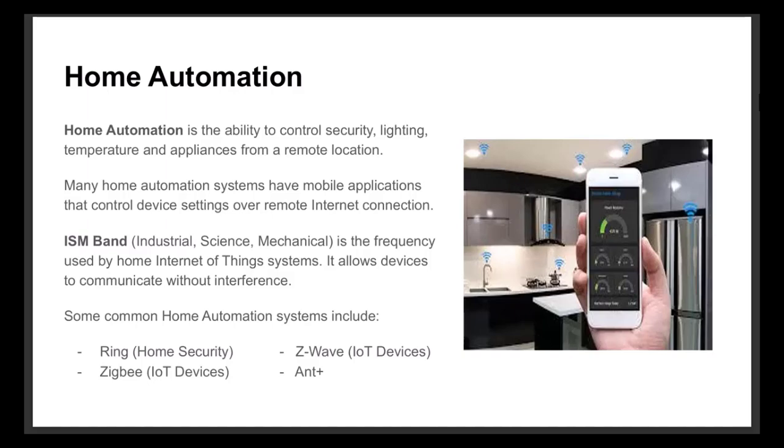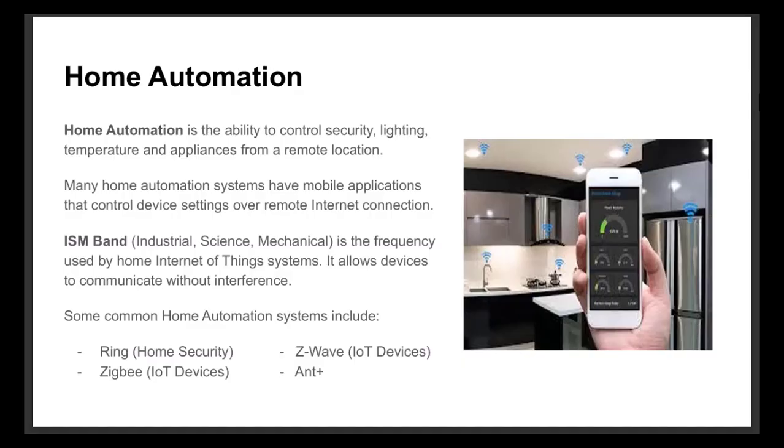Your IoT networks operate on a frequency called ISM, the Industrial, Scientific, and Medical band. This is a frequency that has very low interference levels. The ISM band operates at a lower frequency than your 2.4 and 5 gigahertz frequencies, which allows it to communicate between devices without any electromagnetic or radio interference.